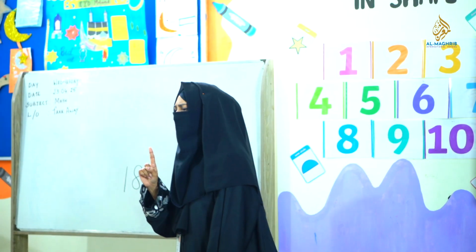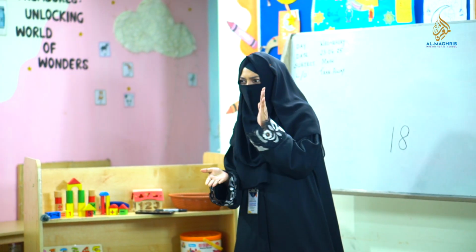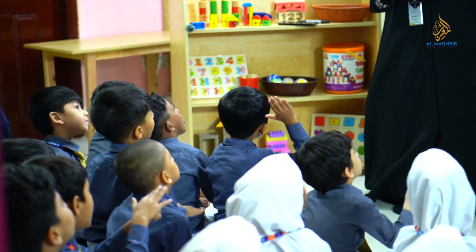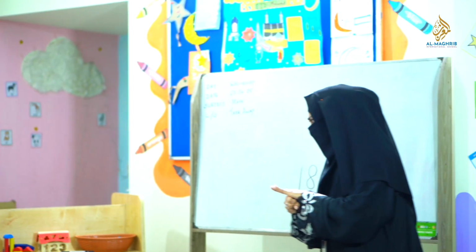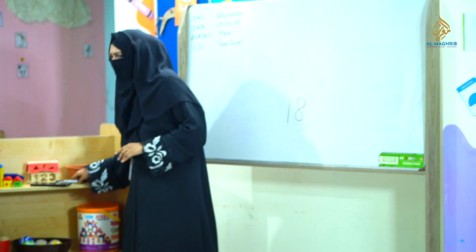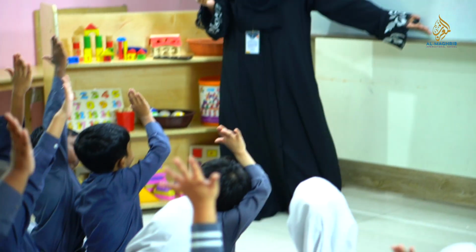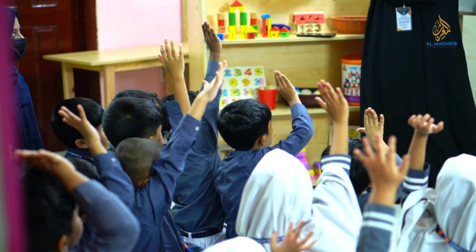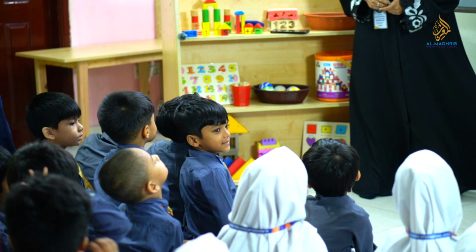Okay. So if one child comes late, will we have one child more or one child less? That's right. MashaAllah, we will have one child more. Now, who can tell me what is one more than 18? Raise your hands. I want Adyan to tell me. Can you tell me? That's correct.